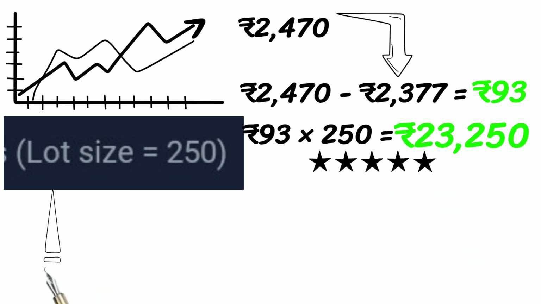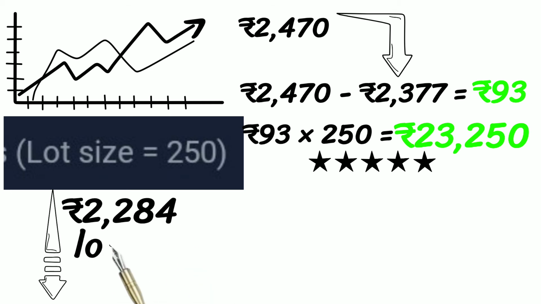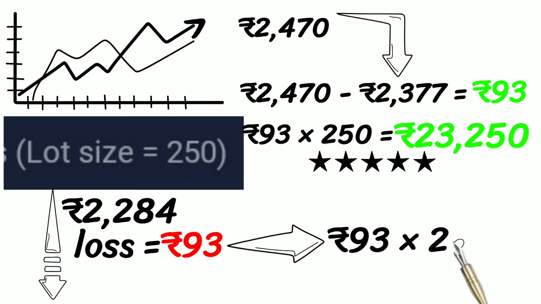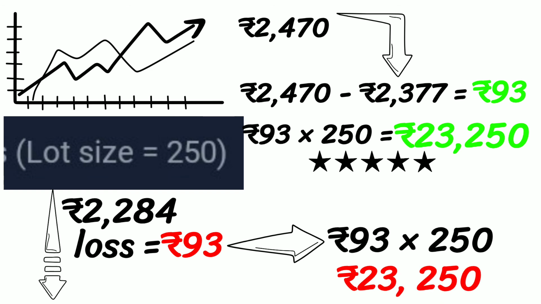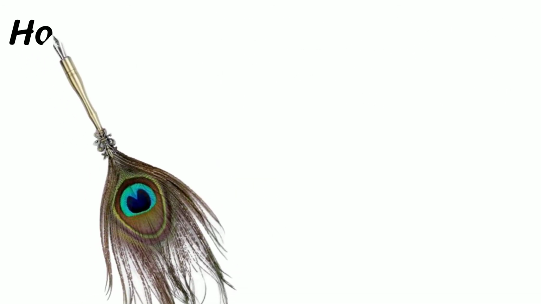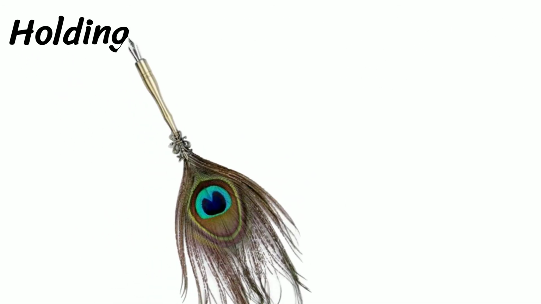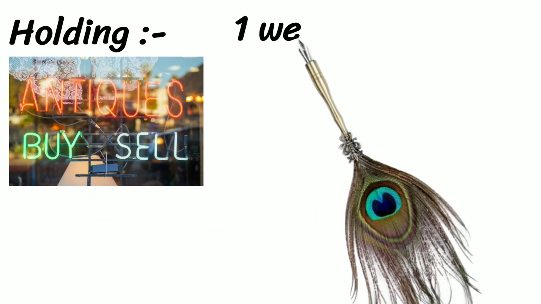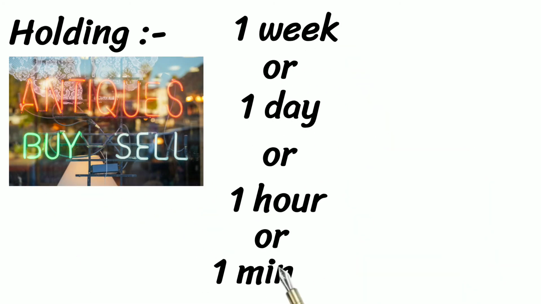In the same way, if the price drops down to 2284, we have made a loss of 93 rupees, which is 93 into 250, equal to 23,250 rupees loss. And it is not compulsory to hold that contract till the expiry of that month. We can buy and sell that contract for 1 week, for 1 day, for 1 hour, or even 1 minute also.